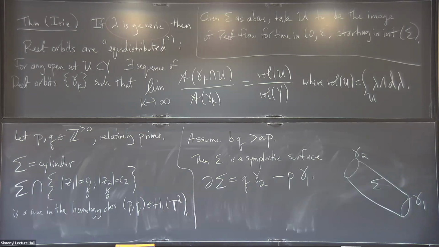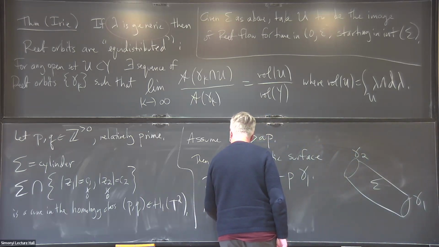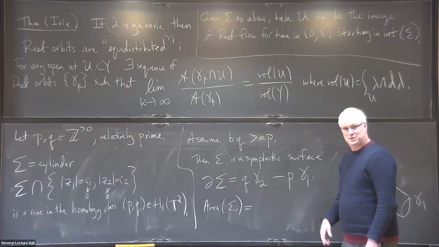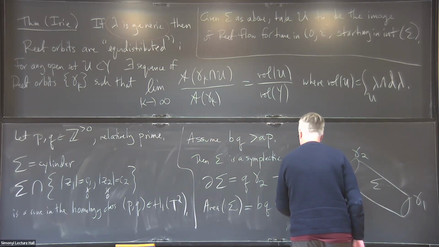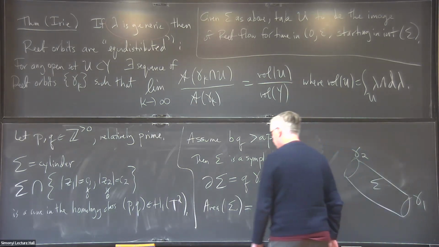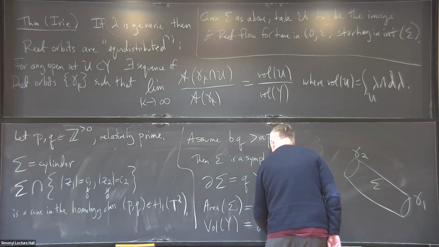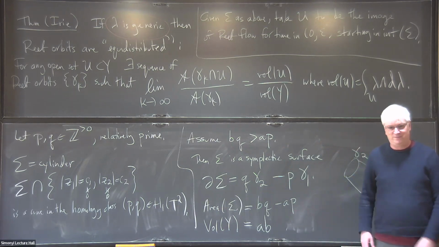So I'm not going to try to draw the fact that the boundary of sigma is wrapping Q times around gamma 2 and Q times around gamma 1, but it is. The area of sigma is just the symplectic action of this minus the symplectic action of that. So it's BQ minus AP. And the volume of Y is AB. The volume of the four-dimensional ellipsoid is AB over 2.